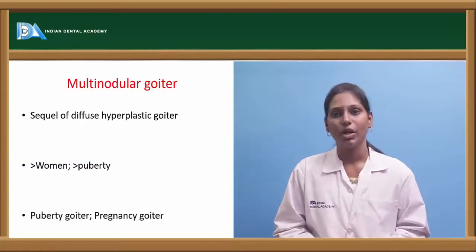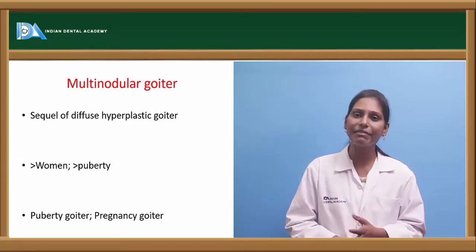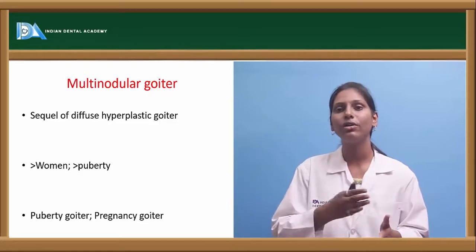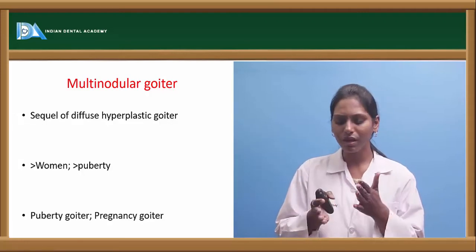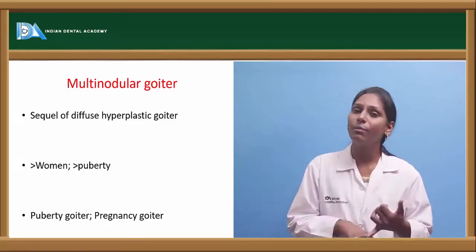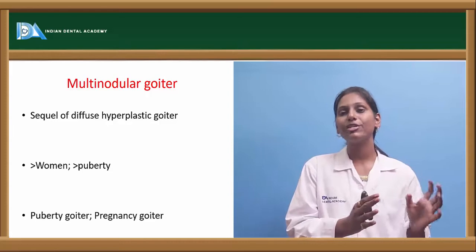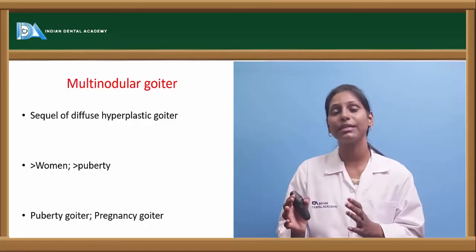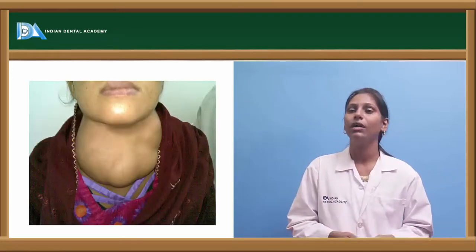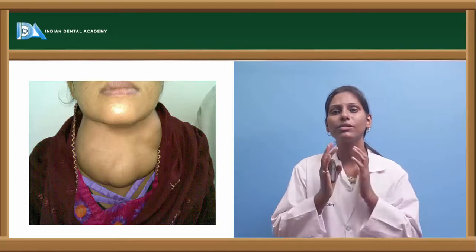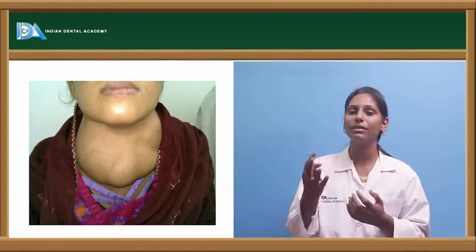Coming to multinodular goiter, it is a sequela of your diffuse hyperplastic goiter. As I told you, it is more commonly seen in women, especially in the late 40s and 50s age group. This multinodular goiter has also been seen associated with puberty and with pregnancy. When it is associated with the puberty age group, it is called puberty goiter, and when it occurs during pregnancy, it is called pregnancy goiter. And this is a picture showing us multiple nodules. There is a uniform single swelling which has multiple nodules present in this thyroid.